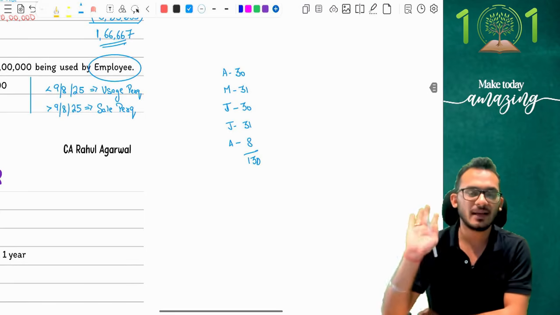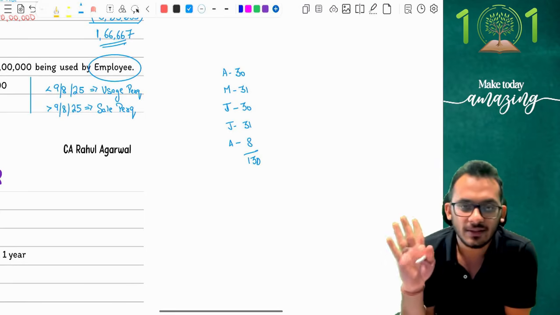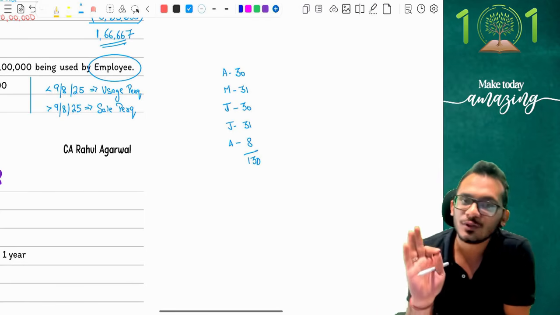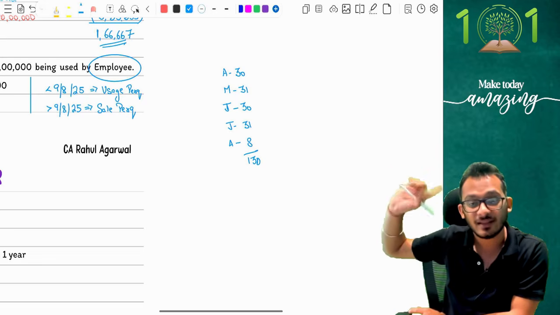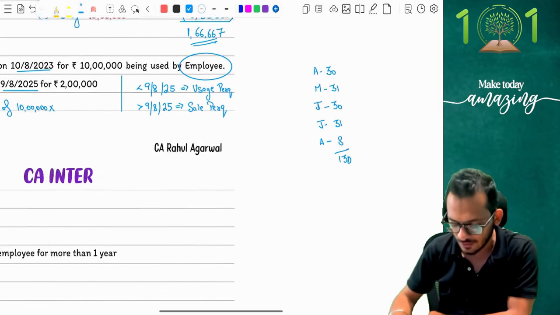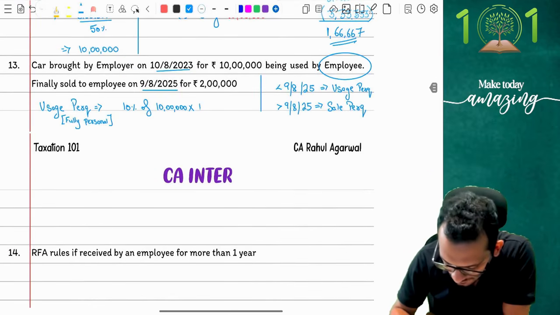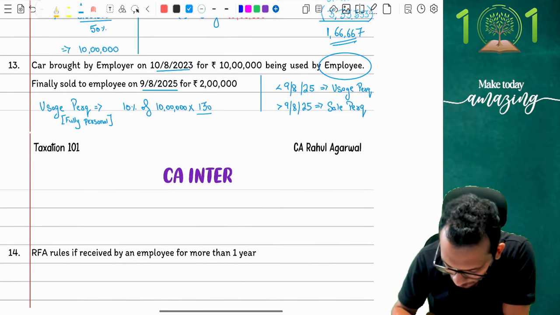So first I'll have to calculate the number of days. I have done a small calculation here. April I used fully, 30. May I used fully, 31. June I used fully, 30. July I used fully, 31. August is coming in for only 8 days, which means my calculation stops at 130 days. So I will say 130 days is what I'm going to pay the perquisite for.